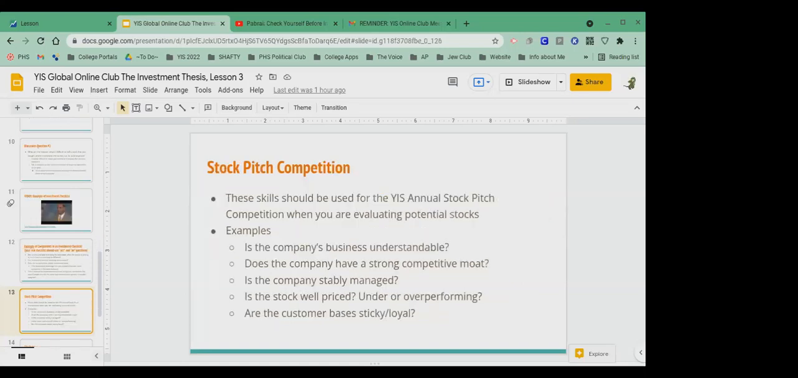So as the stock pitch competition comes up soon, we want to be using these skills to assess our potential stocks that we could be pitching. Some examples of those investment thesis guidelines are: is the company understandable? Does it have that strong competitive moat? Is it managed stably? And is it well priced, overperforming, underperforming? And are the customer bases sticky or loyal, if that's applicable to the company?